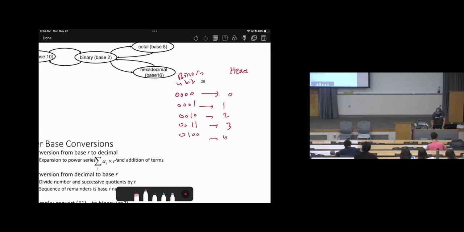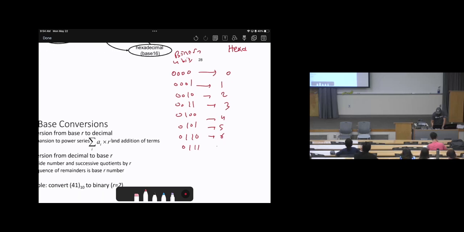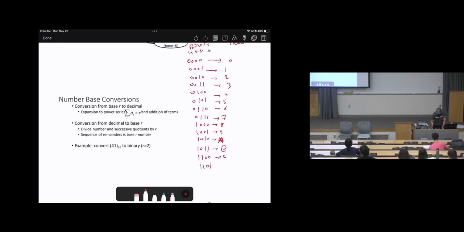0, 1, 0, 0 is 4. 0, 1, 0, 1 is 5. 0, 1, 1, 0 is 6. 0, 1, 1, 1 is 7. 1, 0, 0, 0 is 8. 1, 0, 0, 1 is 9. 1, 0, 1, 0: now, we will not say 10 because in hexa we'll say A. Then 1, 0, 1, 1 is B. 1, 1, 0, 0 is C. 1, 1, 0, 1 is D. 1, 1, 1, 0 is E. 1, 1, 1, 1 is F.